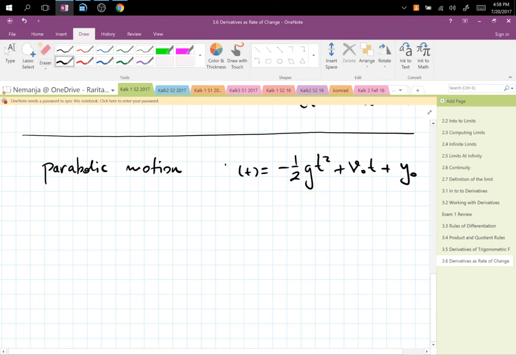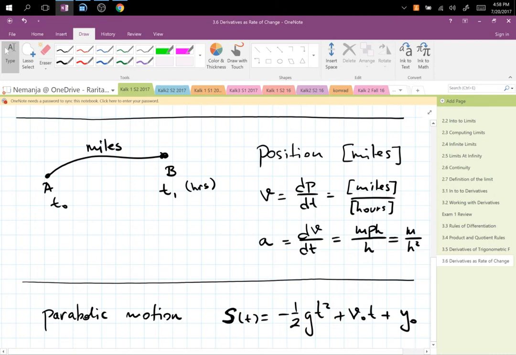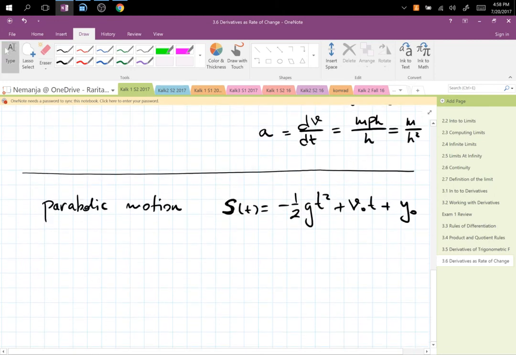Position function. I was supposed to use s. I just hate that it's s. I've been using p all the time. I'm just going to keep using p then. The book is using s, so p is equal to s. They're next to each other anyway, so who cares? So this is the position function.